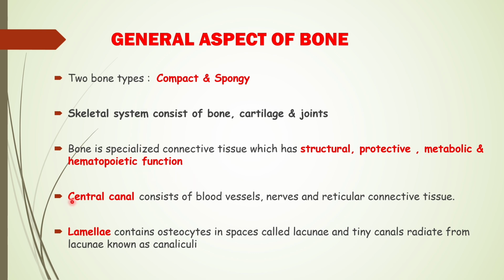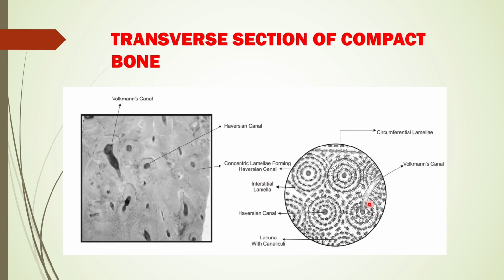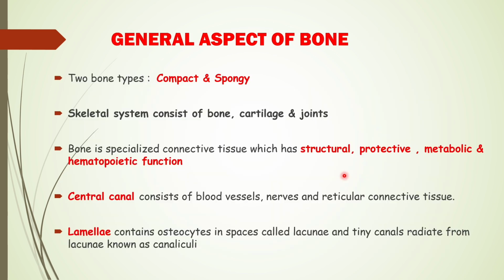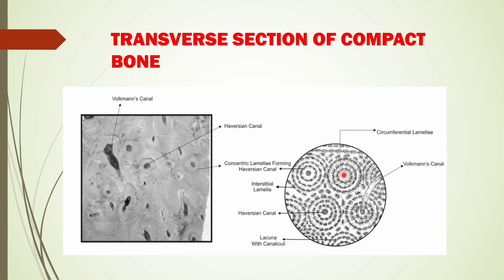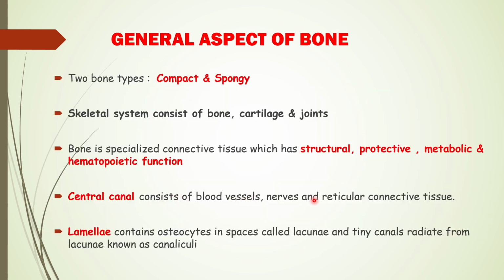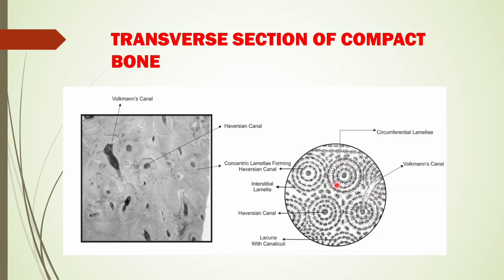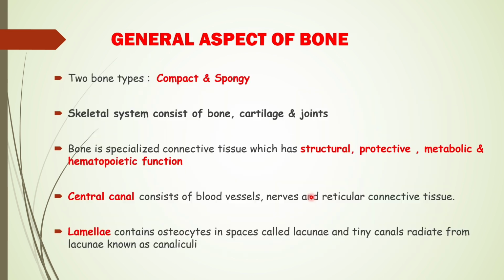Now, in the center of the bone, we have a central canal, which consists of blood vessels, nerves, and reticular connective tissue. See, this is the central canal. This is a transverse section of a compact bone. In the center, you can see a canal that is known as a Haversian canal. Now, surrounding it, there is a concentric arrangement of lamella. This is the concentric lamella, circumferential lamella. And in between there is a presence of interstitial lamella.